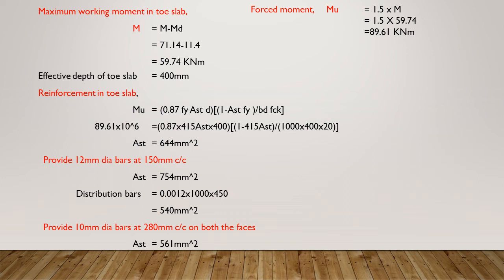Then find the minimum distribution reinforcement, with the same formula, 0.12% of cross-section area. So the answer is 540 mm square. Then we need to find the spacing in the same way. So provide 10 mm dia bars at 280 mm center to center distance on both the faces.